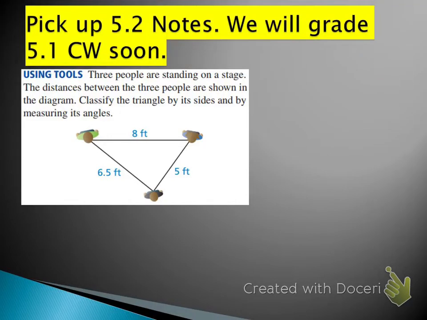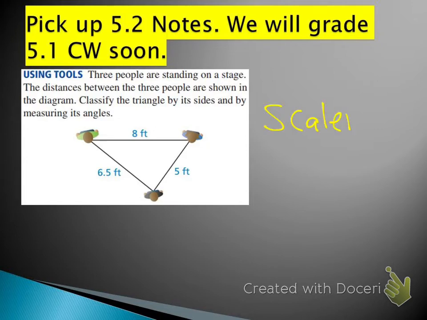Right, so we have three people standing on a stage. We are going to classify the triangle they make by their sides and by their angles. Their sides are easy to see. How many sides are congruent? None of them. So that makes this triangle scalene.